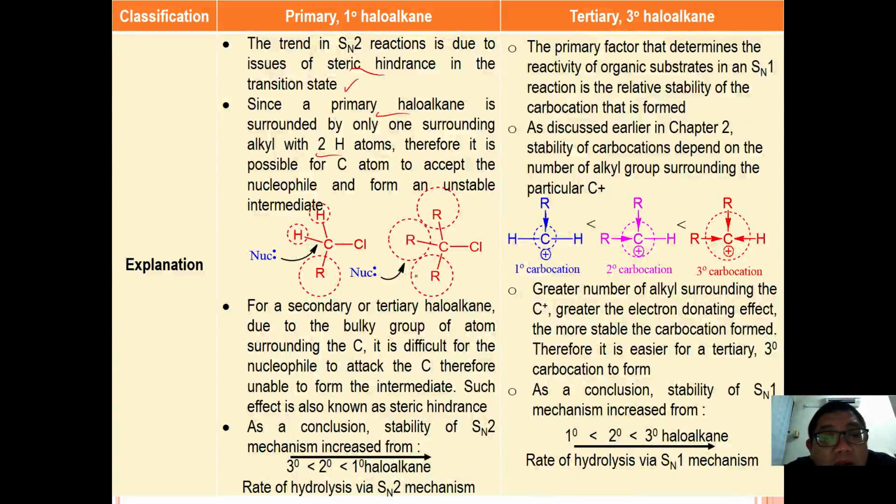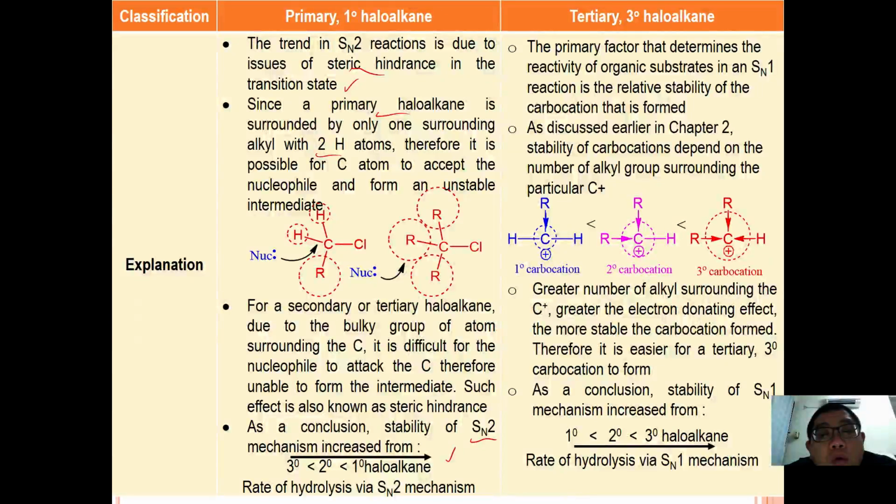However, for secondary and tertiary haloalkanes, you can see from the diagram that you have bulky surroundings, which prevent the nucleophile from attacking the carbon. For this reason, we call this effect steric hindrance, and the complex is not able to form due to it. As a conclusion, the favourability of the SN2 mechanism increases from tertiary to secondary to primary haloalkane. In other words, primary haloalkanes love to undergo the SN2 mechanism. Since tertiary haloalkane cannot undergo SN2, it is more preferable for it to undergo the SN1 mechanism.